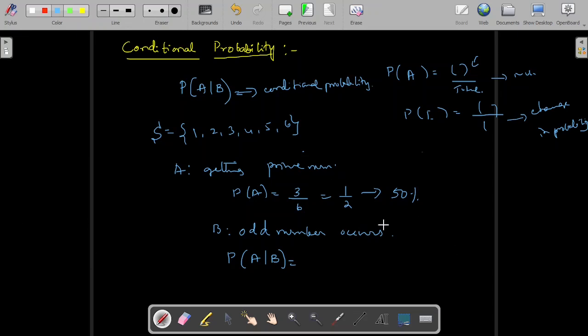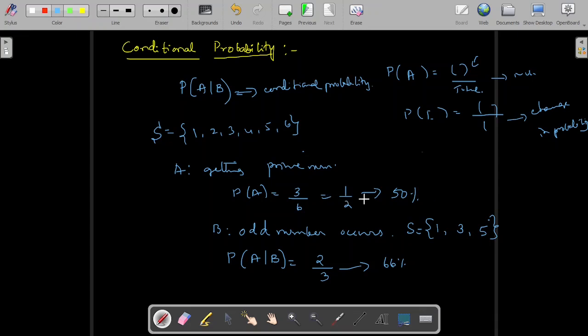If you have thrown a die and you already got an odd number, then what happens to the sample space now? It gets reduced. What are the odd numbers? Here 1, 3, 5. Now you have to find the probability of getting a prime number. Out of these, the prime numbers are 3 and 5, so it is 2 divided by 3. 2 by 3 means around 66%. Now the chance of getting a prime number increases when you compare this with the previous case.